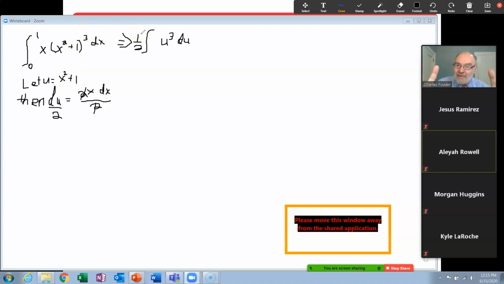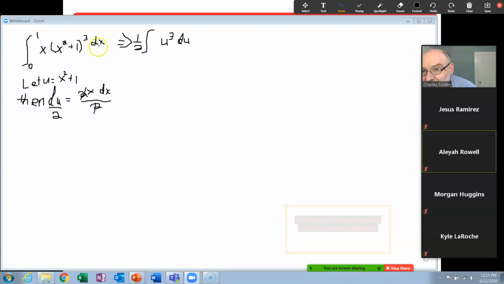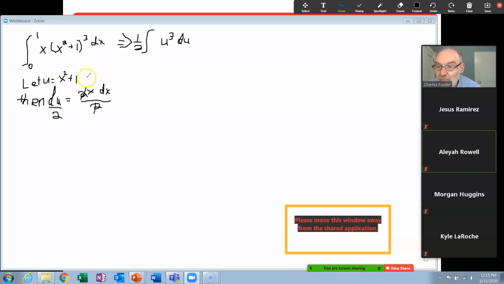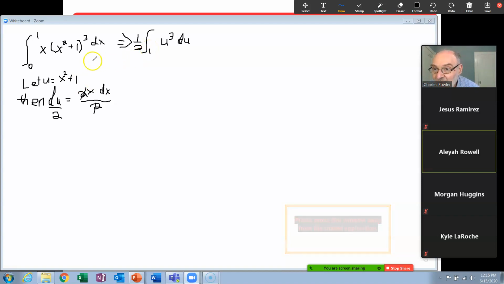Now, before we evaluate the integral, which is the easy part, we have to fiddle with the limits. Right here we saw that x is going from, because this dx indicates what this represents, x equals 0 to x equals 1. Well, when x is equal to 0, what is u? When x is 0, what is u? 0 squared plus 1, right? What's that? 1. Perfect.